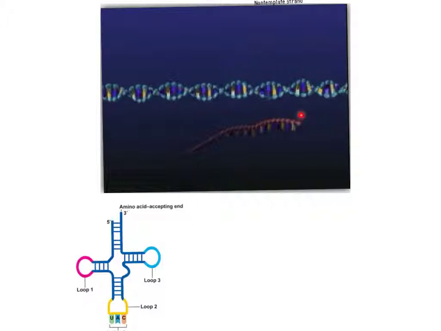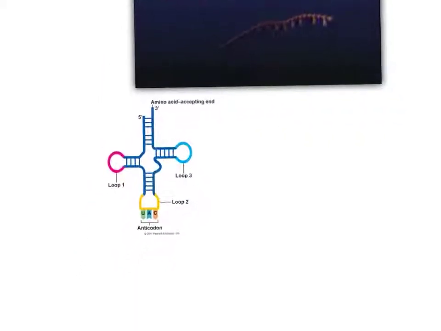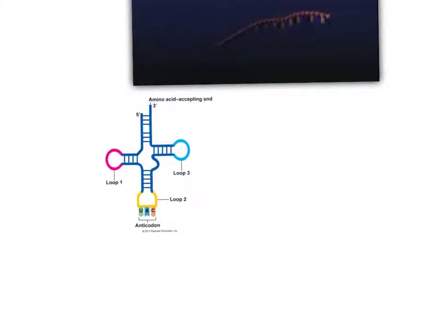Okay, so that's transcription dealt with. Now I want to look at translation, which is the bit that we didn't really study in any detail at AS. So the starting point for translation is when this messenger RNA molecule, which we just made in transcription, diffuses out from the nucleus into the cytoplasm, and it binds to the ribosome.